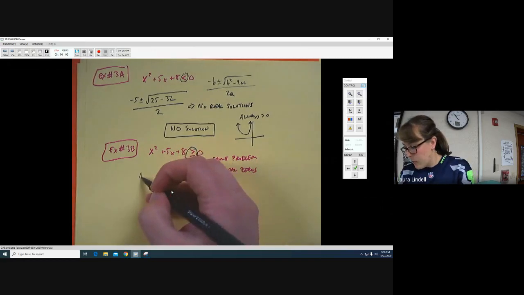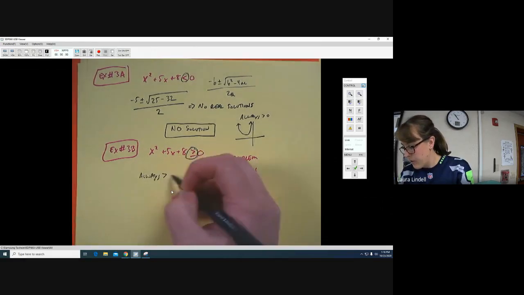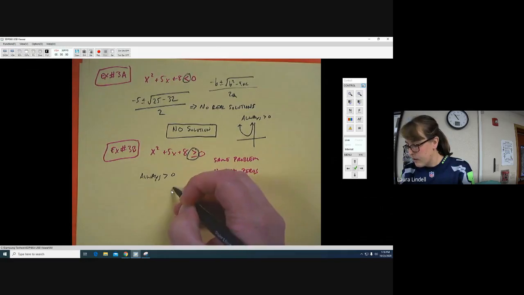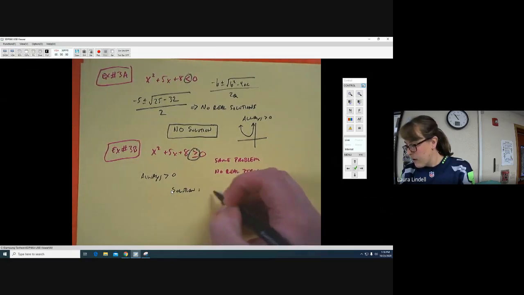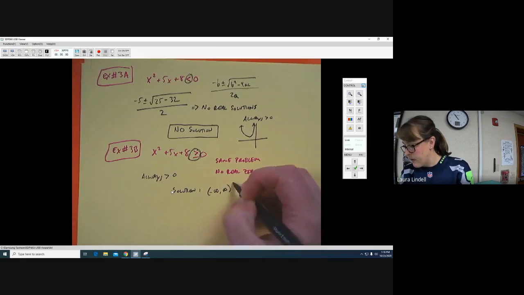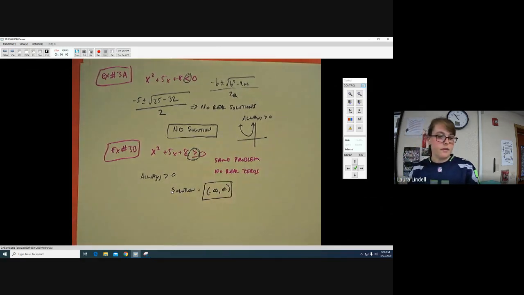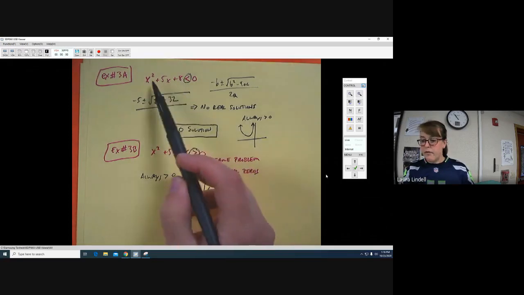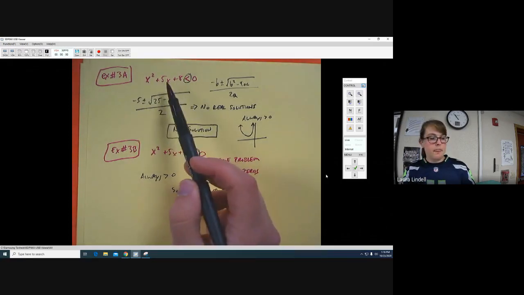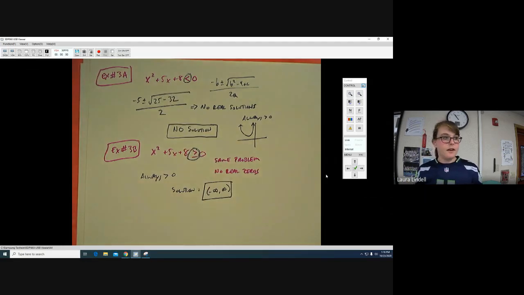So since this is always greater than 0, then our solution is negative infinity to positive infinity. So when you end up with no real zeros, you do want to check and see what the graph looks like, or plug in a value here, because whatever you plug in, the sign of that is going to be the sign of everything on your graph, because it never crosses the x-axis. It has no zeros.